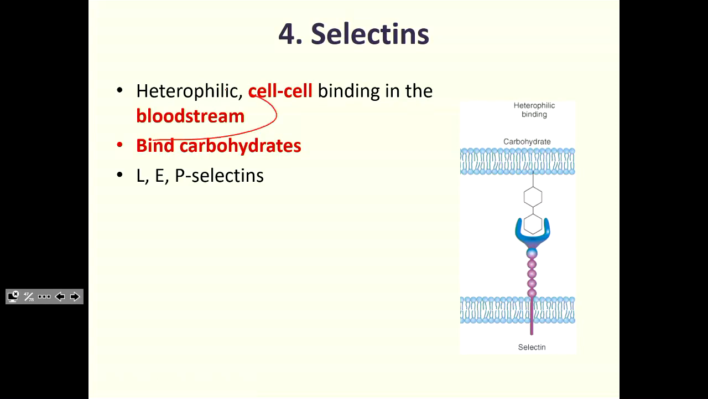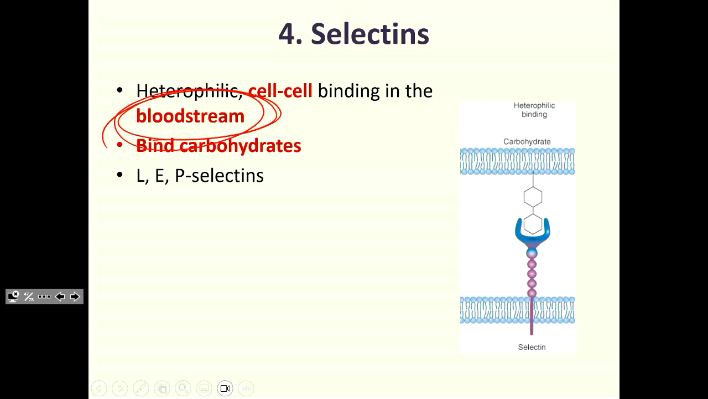These folks are going to mediate adhesion in the bloodstream. Another cool difference about them compared to the others: in all of the others, it's a protein on one cell binding to a protein on the adjacent cell for cell-to-cell interactions. Here, it's different. It's a transmembrane protein on one cell binding to a carbohydrate on the adjacent cell. That's a key difference where selectins are concerned.